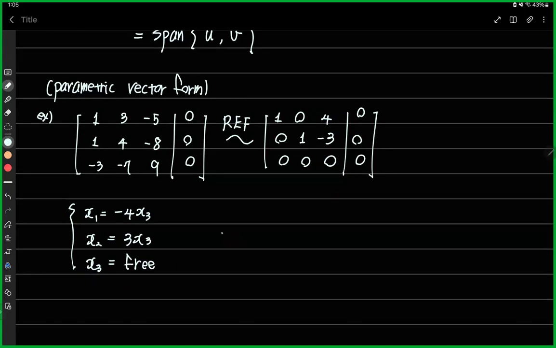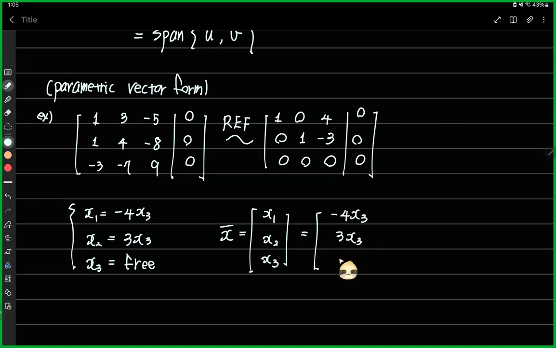Okay. So expressing the solution as a vector form, x1, x2, x3 is going to be now express x1, x2 in terms of the free variable. I think that's the key to get the parametric vector form of the solution set. So to express every single variable in terms of the free variable: this will be -4 x3, 3 times x3, and then free, which is x3. So this is going to be x3 times (-4, 3, 1).